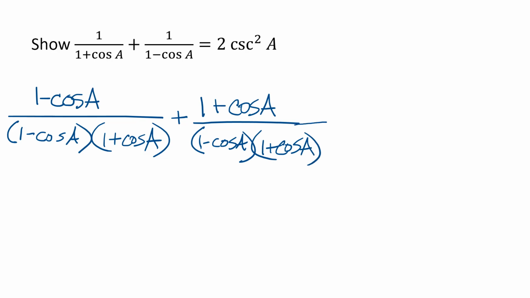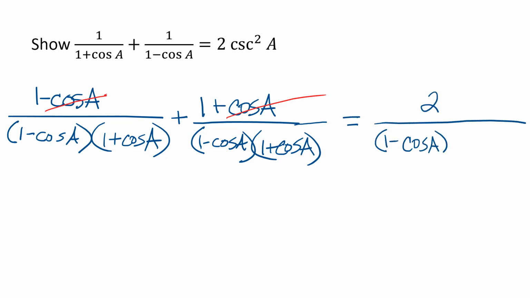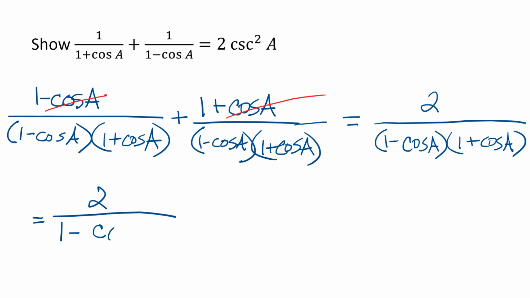Okay, now that I have a common denominator, I can add these two fractions together. The cosine A's, I've got a negative one and I've got a positive one, so they're going to cancel. So I will just have 2 over 1 minus cosine A times 1 plus cosine A. And I can see that the denominator is a difference of squares. So I can rewrite it as 2 over 1 minus cosine squared A.